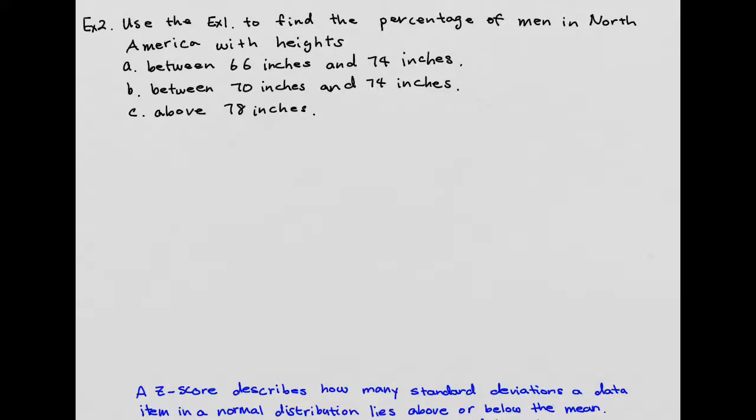Example 3 is asking, now using example 1 we just did, find the percentage of men in North America with heights A, between 66 inches and 74 inches, B, between 70 and 74, and C, above 78. In order to find the percentage, I like to create my normal distribution graph first. My normal distribution will look like the bell shape all the time, so let me draw the bell shape.